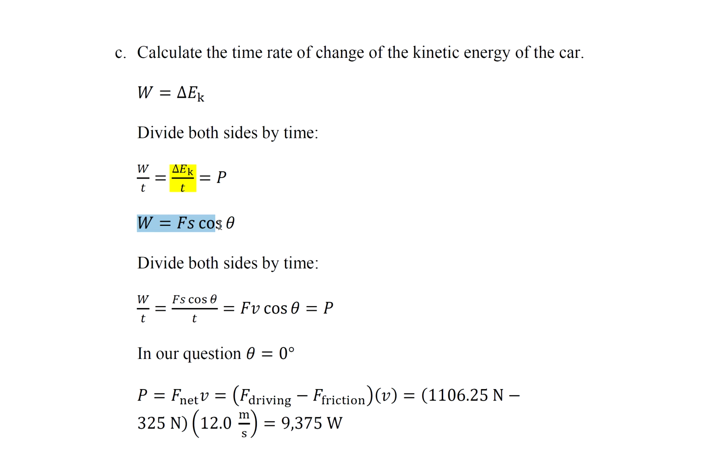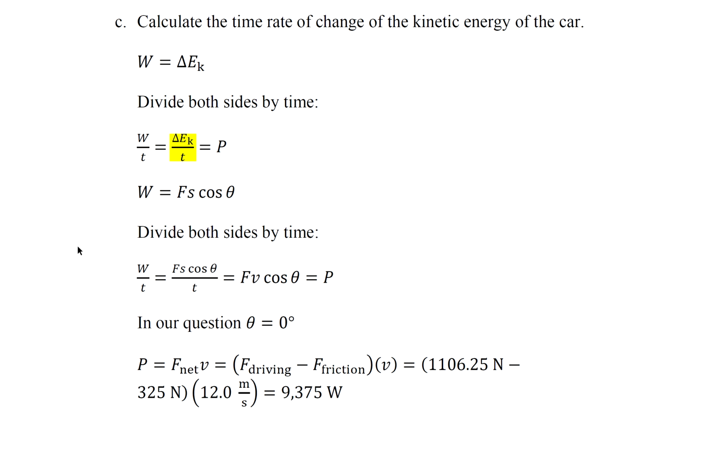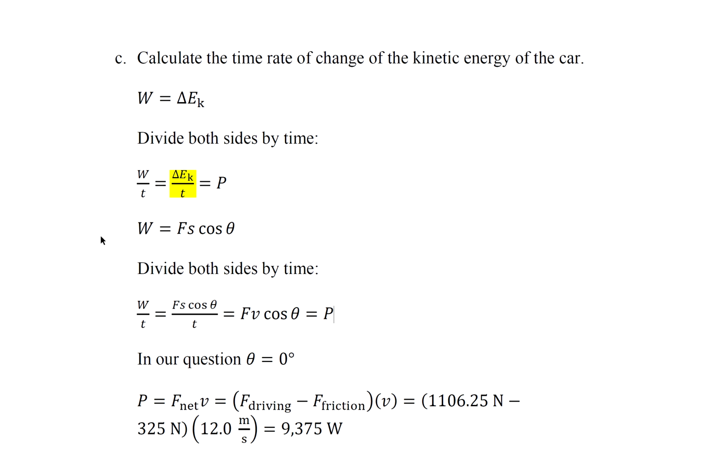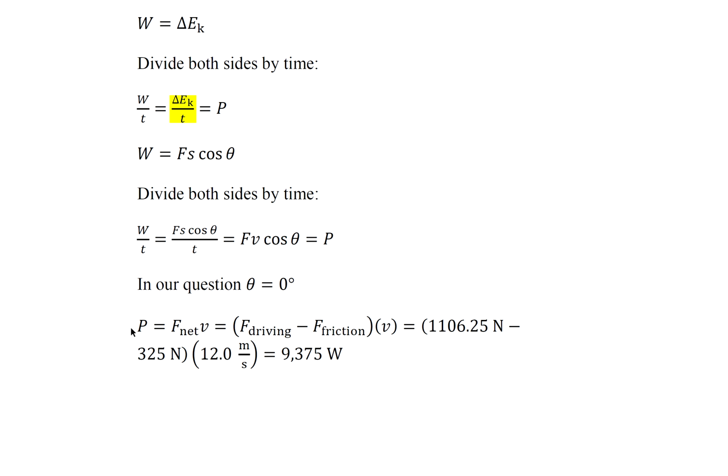We also know this equation. If we divide both sides by time, we get power. In our equation, theta is 0. So this actually just means here the power. So the net power we have is the solution.